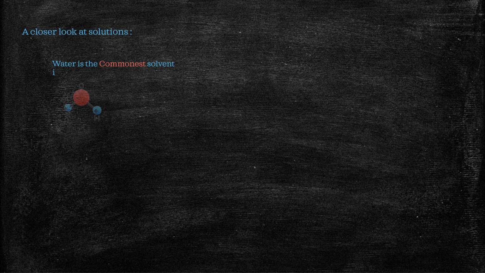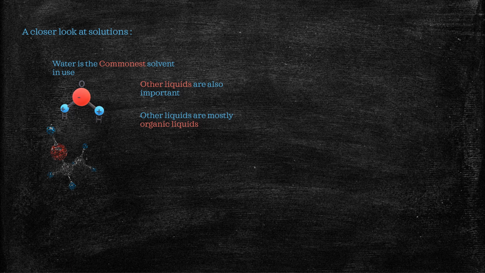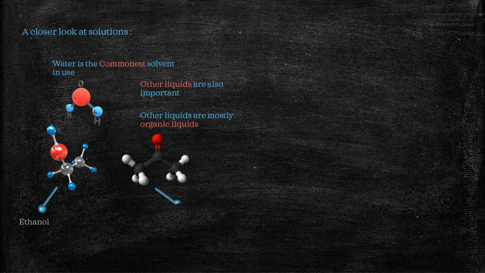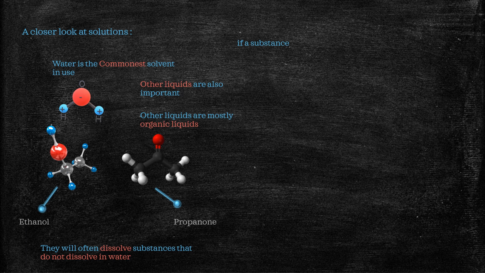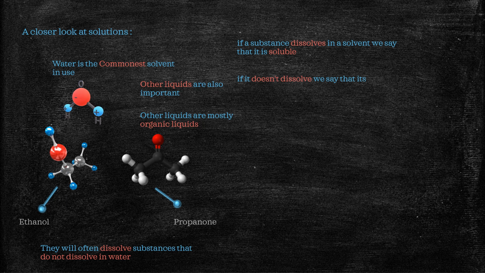Water is the commonest solvent in use, but other liquids are also important. Most of these other liquids are organic liquids such as ethanol or propanone, and these organic solvents are important because they will often dissolve substances that do not dissolve in water. Keep in mind that if a substance dissolves in a solvent, we say that it's soluble in that solvent, and if it does not dissolve, we say that it's insoluble in that solvent.